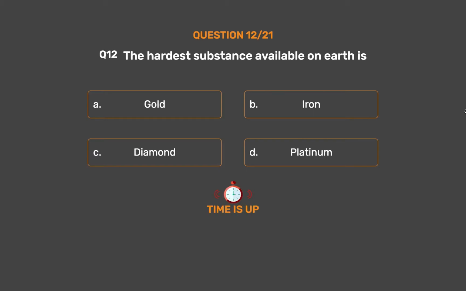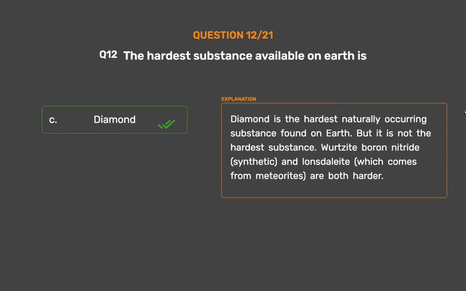The correct answer is option C, diamond. Diamond is the hardest naturally occurring substance found on Earth. But it is not the hardest substance. Wurtzite boron nitride, synthetic, and lonsdaleite, which comes from meteorites, are both harder.